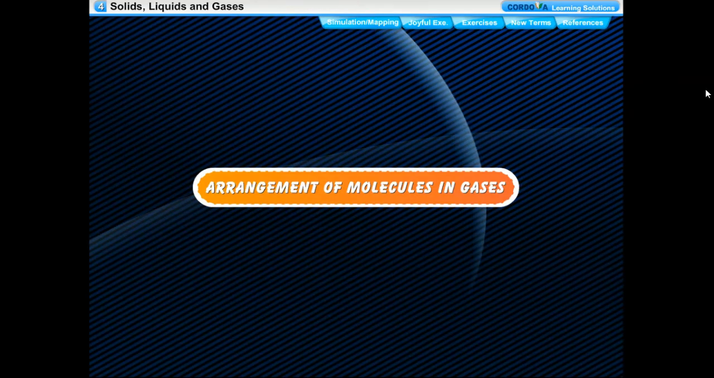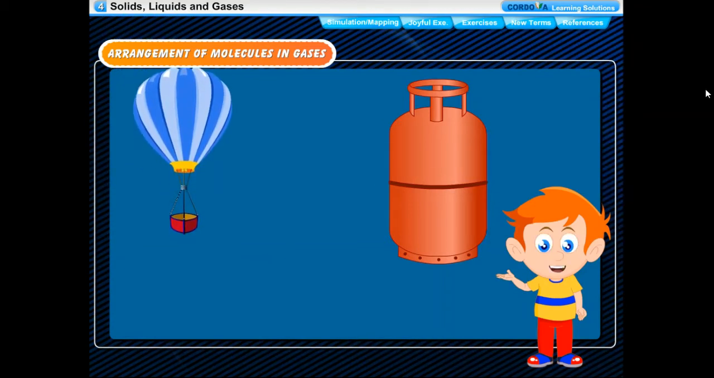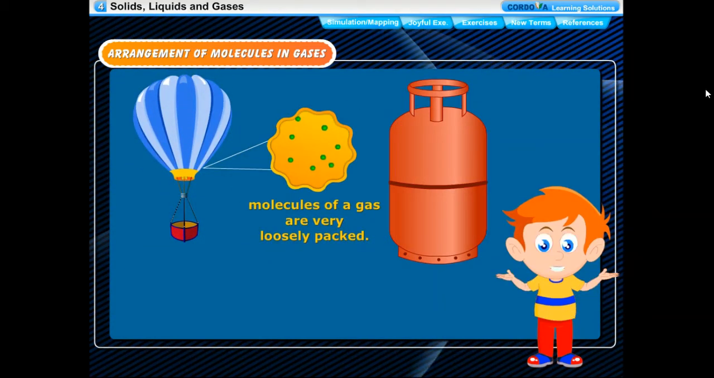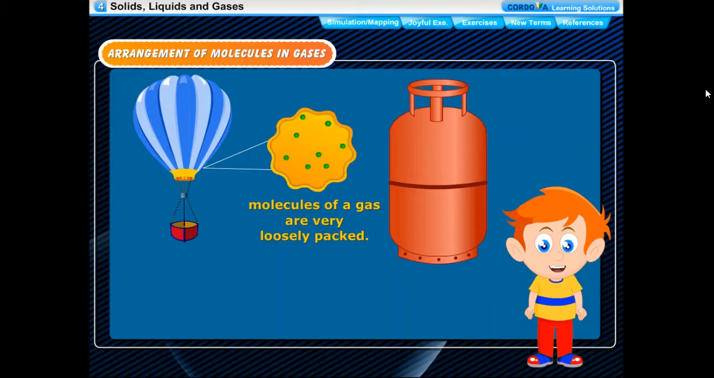Arrangement of molecules in gases. In gases, the force of attraction between the molecules is very weak. So, the molecules in gases are far apart from each other and free to move. This makes gases flow easily and they fill the container completely in which they are kept.